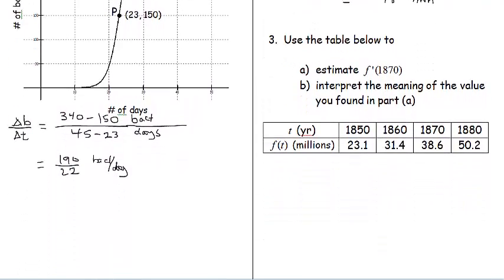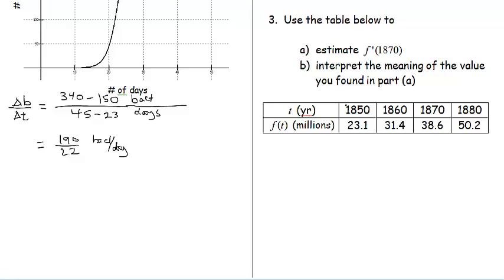All right, let's look at example 3. Notice we're presented with tabular data, so we went from a graphical perspective to a verbal problem and now to a table of data. Use the table below to estimate the rate of change, f prime, at 1870. Well, what we're going to do is take the 2 points on either side of it and use those with delta y over delta x. It would be perfectly acceptable to do 2 other calculations. You don't have to do all 3, just pick one of the 3.